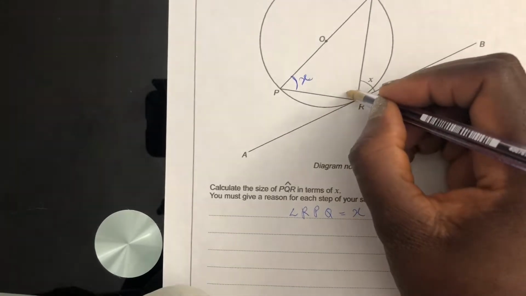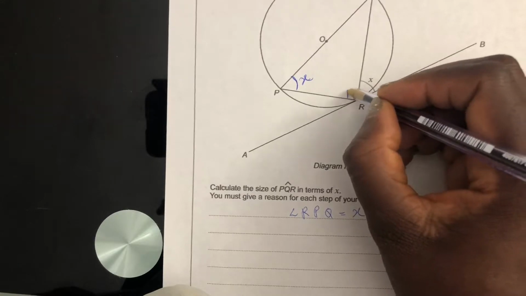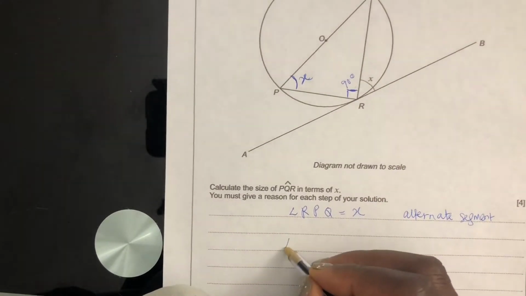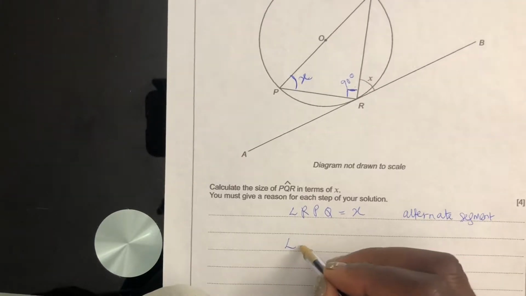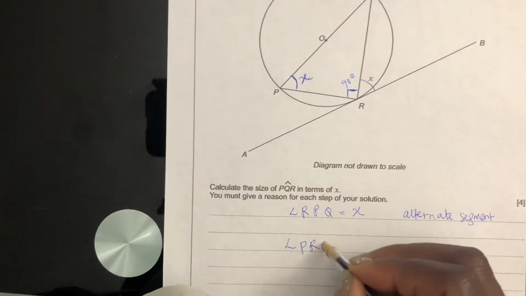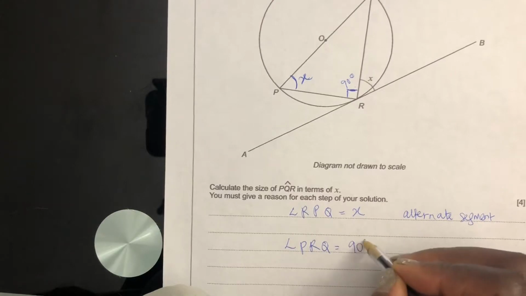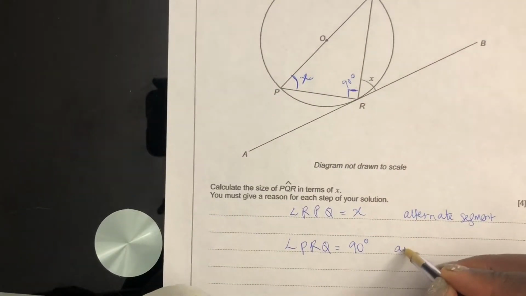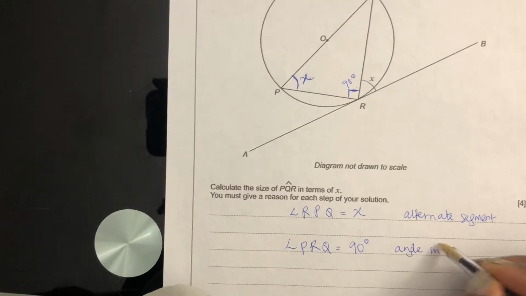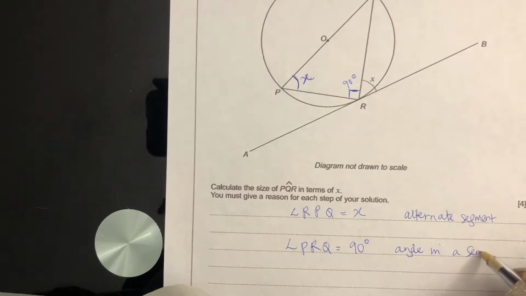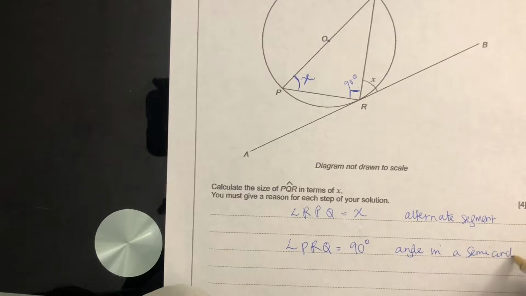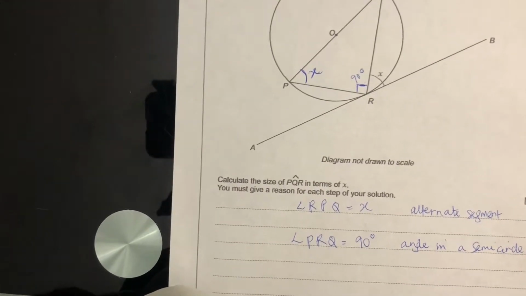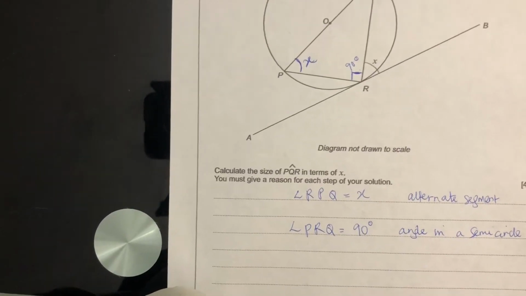And this angle right here is equal to 90 degrees. Yes, so angle PRQ is equal to 90 degrees. Angle in a semicircle equals 90 degrees. Angle in a semicircle. So those are my reasons, and you have to state your reason. If you don't state your reason, then you won't get the marks.